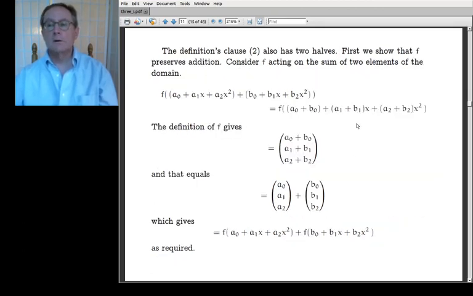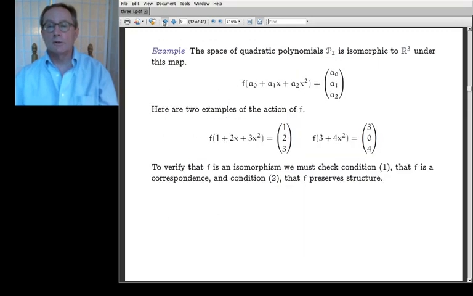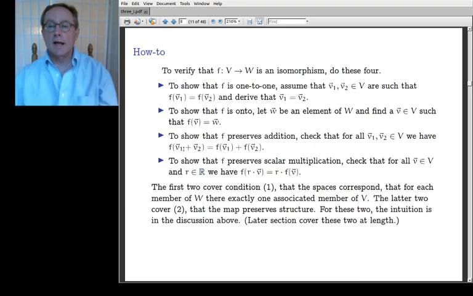Next, preserves addition, and of course preserves multiplication is going to be on the next slide. Preserves addition. Maybe I should go back and make sure a person looks at the how-to. Check that f of v1 plus v2 equals f of v1 plus f of v2, and then for multiplication it's going to be much the same.